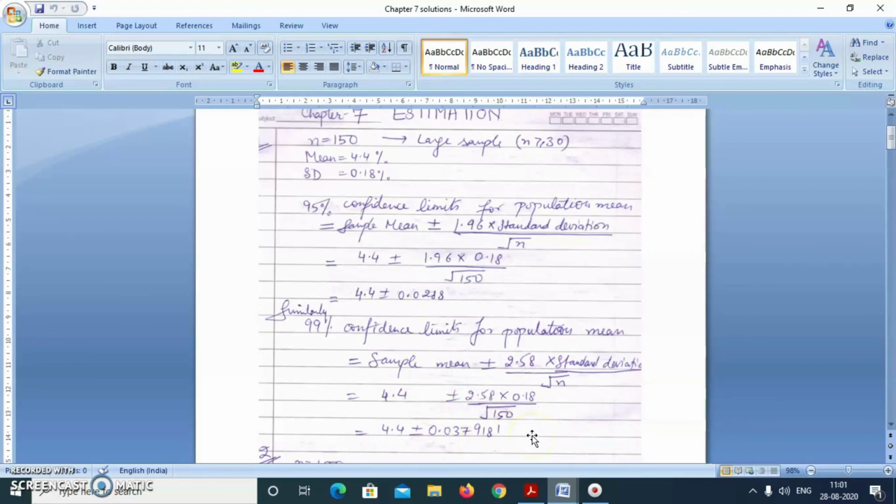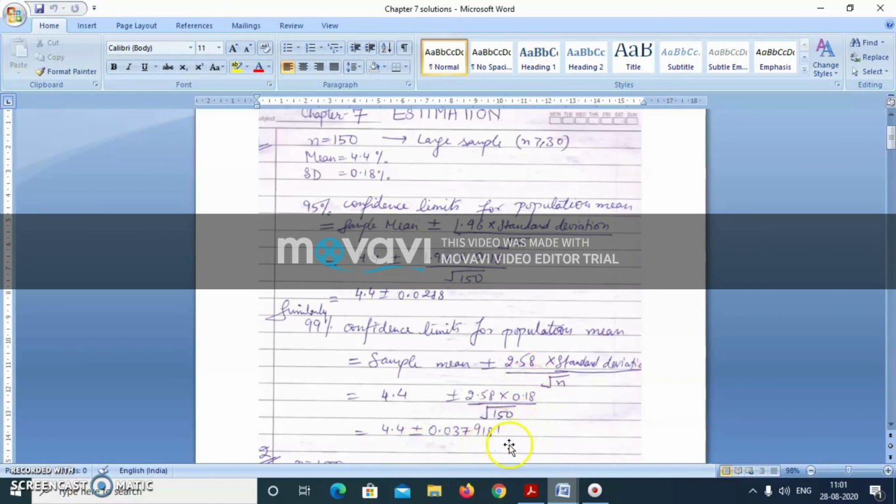Similarly, you can find out the 99% confidence limits for the population mean. If you put the value 2.58 here, we are 99% sure that our population mean will lie between these two values.